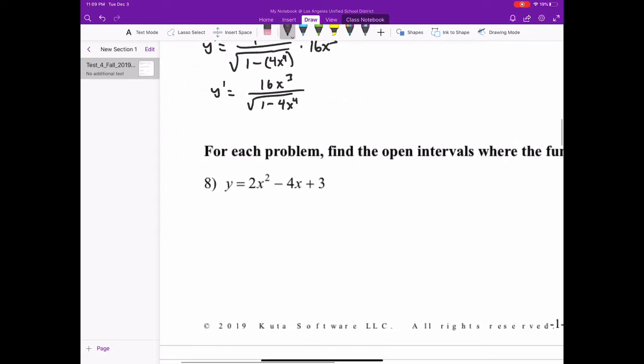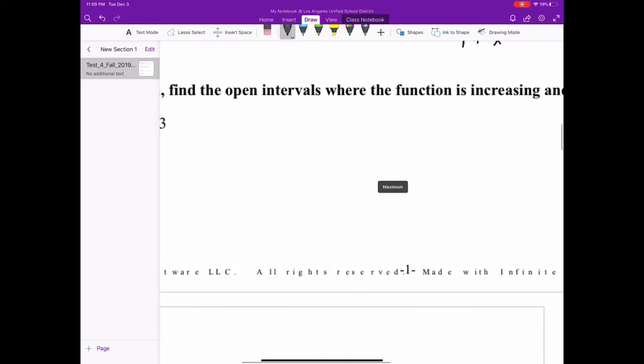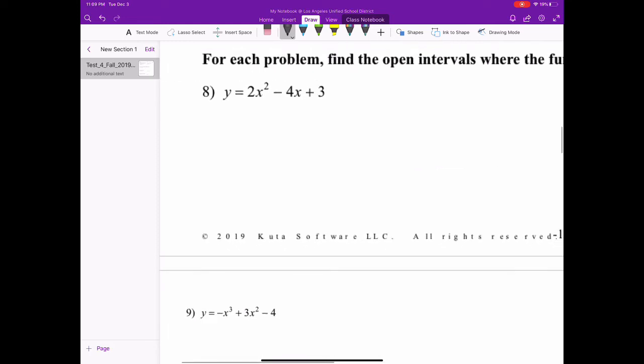Okay. Let's move on. Okay, for each problem, find the open interval where the function is increasing and decreasing. Okay, so we know that's a parabola because it's x squared, but let's say we didn't. We know that whenever we have an interval that's increasing and decreasing, that means we go from a slope that's either positive to negative or negative to positive. And in order to cross that, we're going to have to go through 0. Okay, so we're going to look for values where the derivative f prime is 0. So let's go ahead and find that.